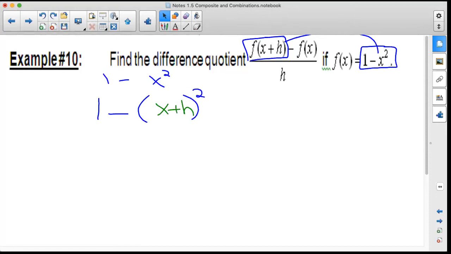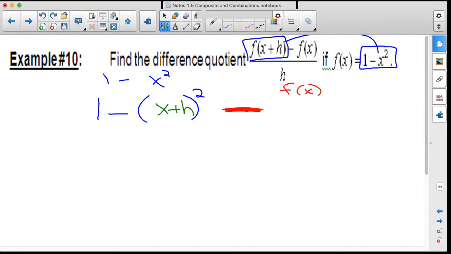The second part says subtract, so I'm going to make a big subtraction sign. And it says subtract f of x. Well, f of x is 1 minus x squared. That's what f of x represents, that's its equation. Make sure you subtract all of it.